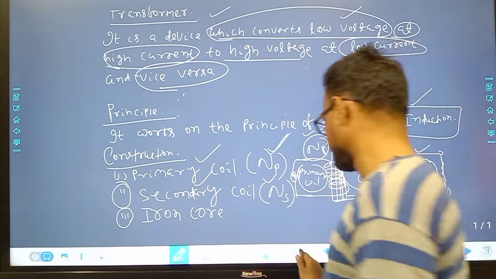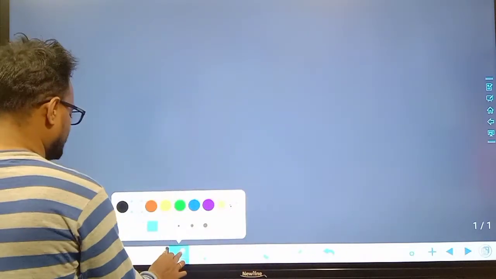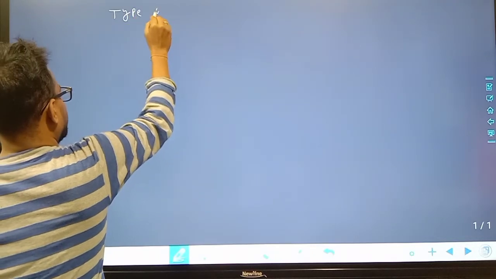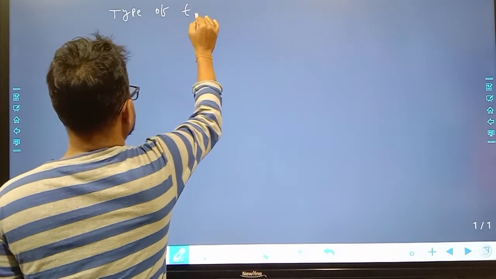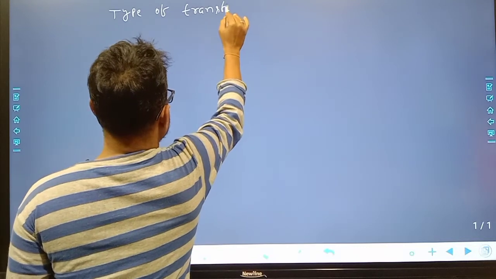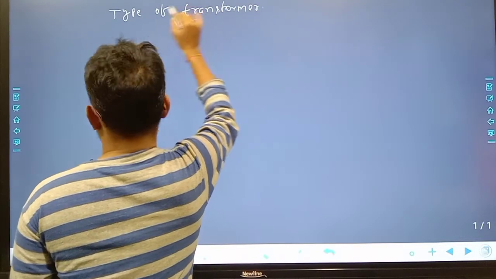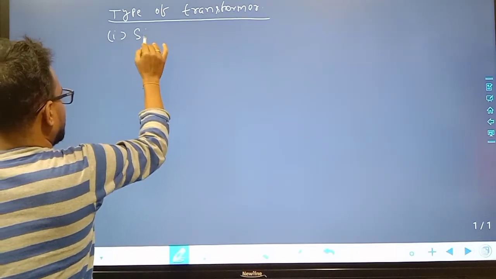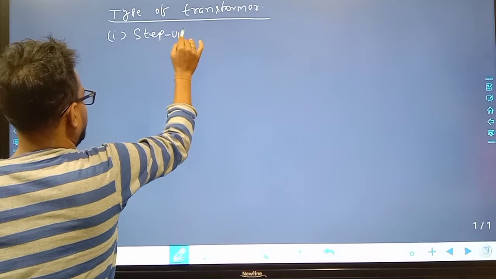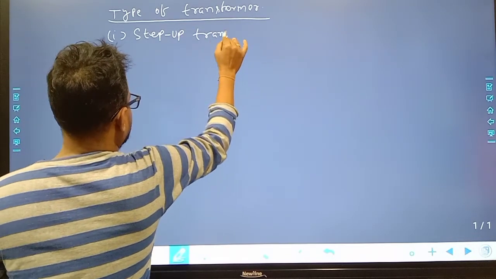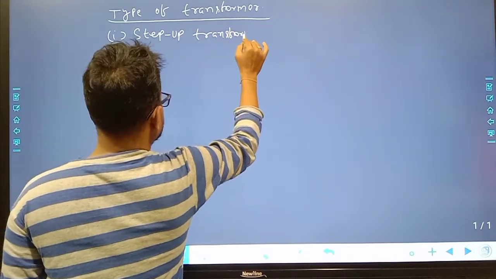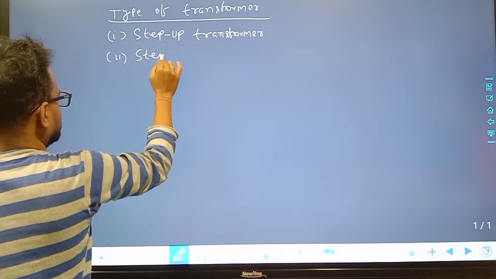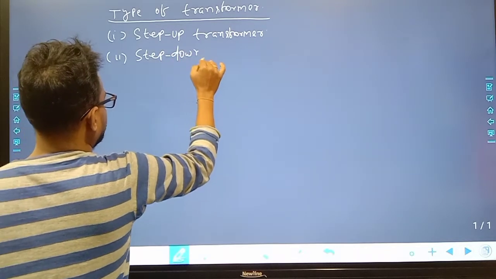Now we will go to types of transformer. So there are two types of transformer. One is the step-up transformer. Second is the step-down transformer. Step-up transformer, step-down transformer.